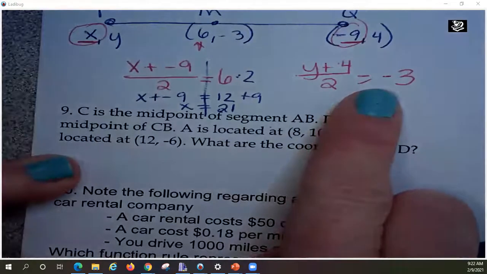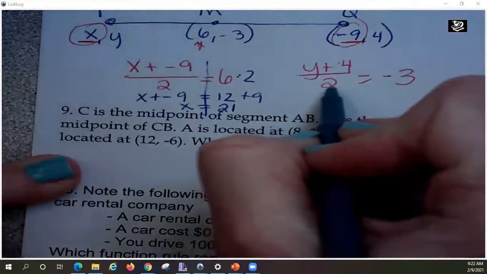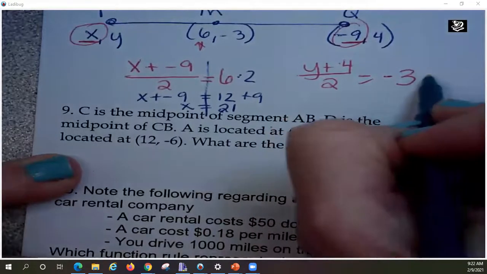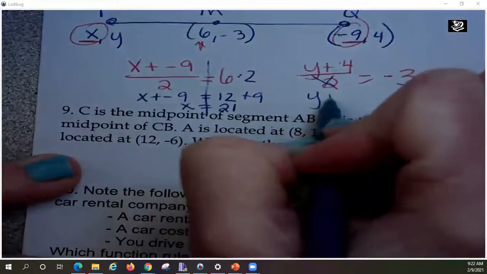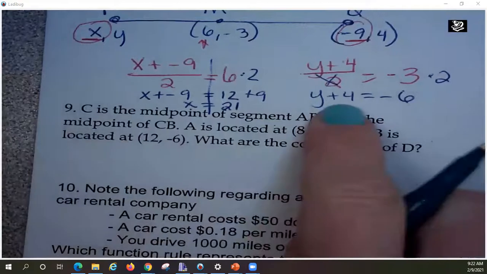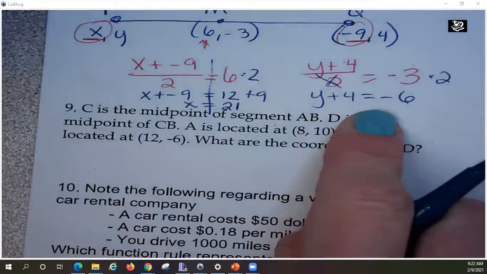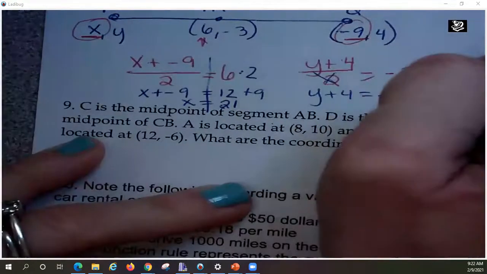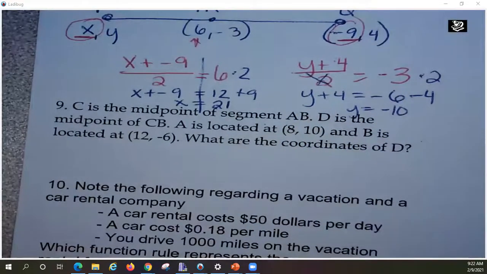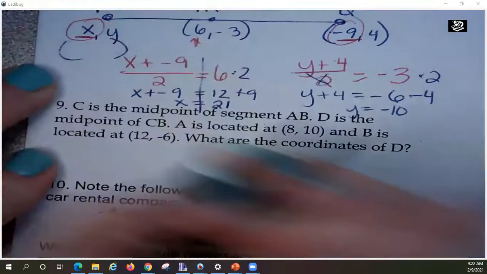I got to move the 2 over. What do I do with it? Multiply, because it's moving to the other side. So I'm going to multiply by 2. So I get y plus 4 equals -6. Isaac, what do you do next on this one? You subtract 4. Good. So y equals -10. Y equals -10. Okay.